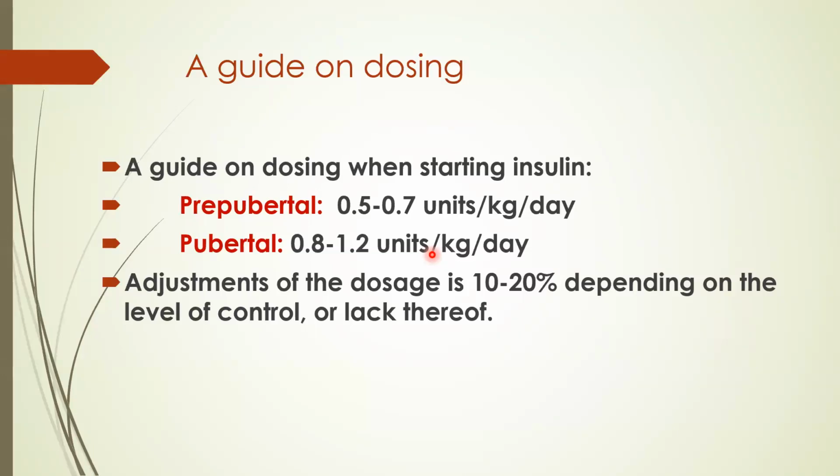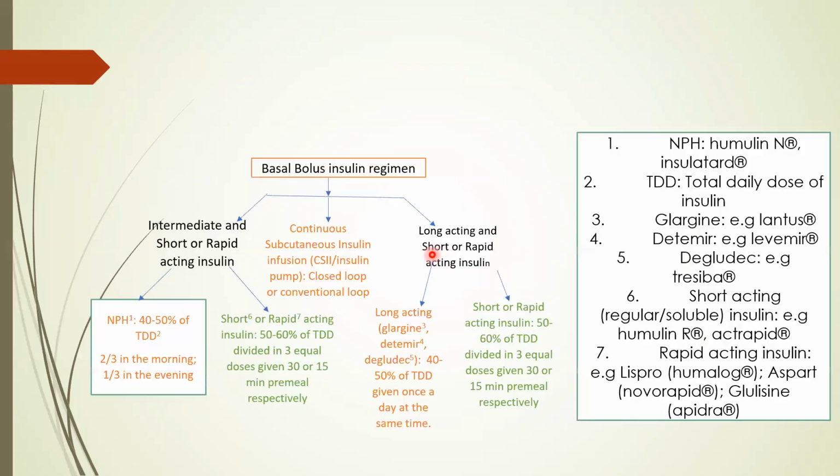So a basic guide on dosing is this one, where in children who are prepubertal, you want to start them on a dose of 0.5 to 0.7 units per kg per day. And the ones who are pubertal, largely 0.8 to 1 unit per kg per day, but you can go to 1.2 units per kg per day. And adjustments of the dosage is usually 10 to 20% at any given visit, depending on the level of control or lack of glycemic control.